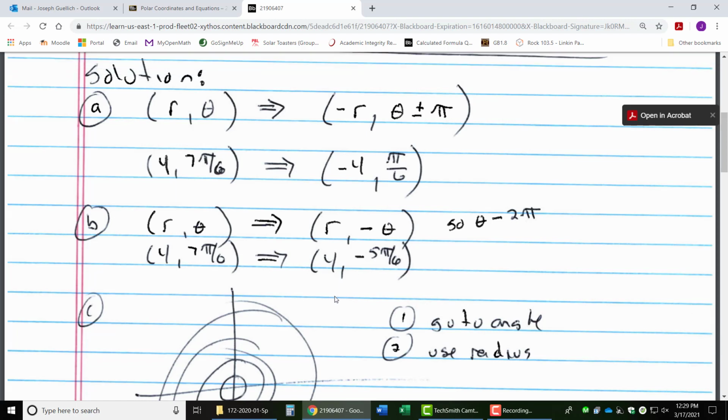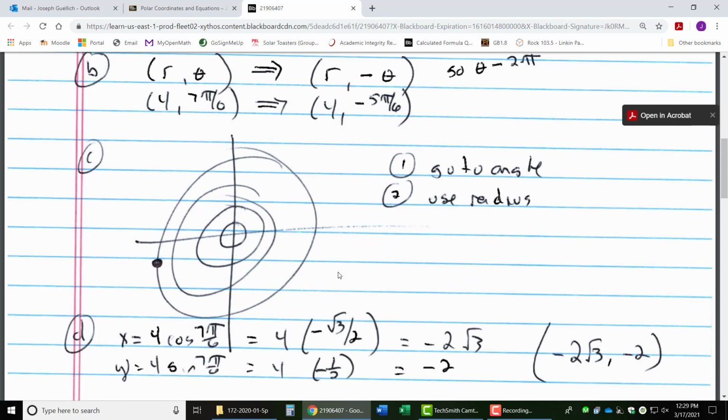All right, when we plot the point, no matter which variation of the coordinates you're given, you start with the angle. At least this is how I do it. You start with the angle and then let the radius tell you what to do. So for the original point, 4, 7 pi over 6, we just find the angle in standard position, 7 pi over 6, quadrant 3, and the positive 4 says put the dot right there on the 4th circle, radius of 4.